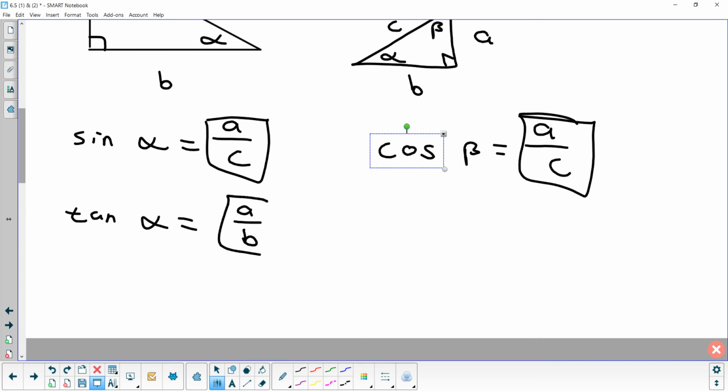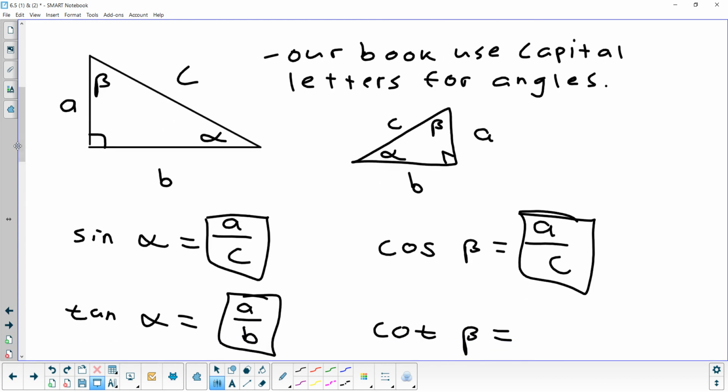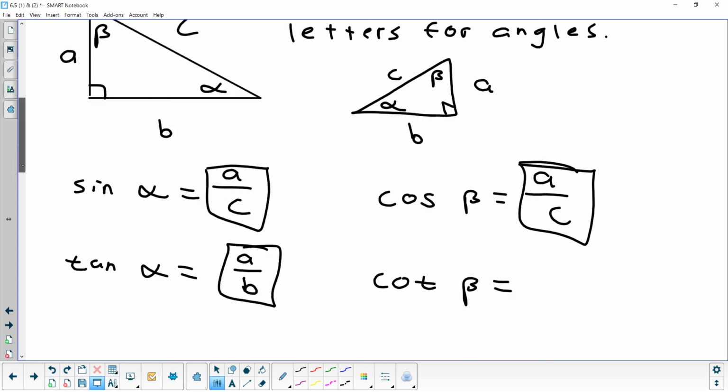Now, let's do another problem, but let's make a very specific problem. Let's put the word co in front of this. So let's do the cotangent. And instead of using alpha, let's use the angle that is complementary to it. Beta. What's the cotangent of beta? Cotangent is adjacent over opposite. Yep. It's A over B again.